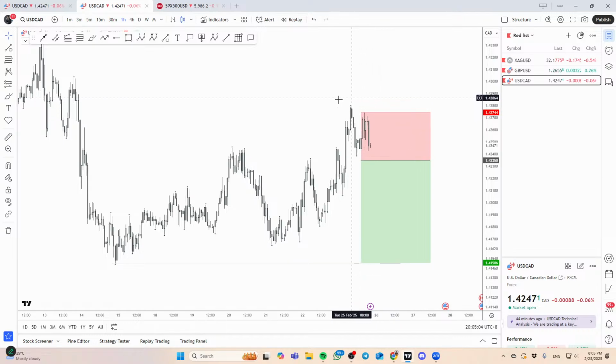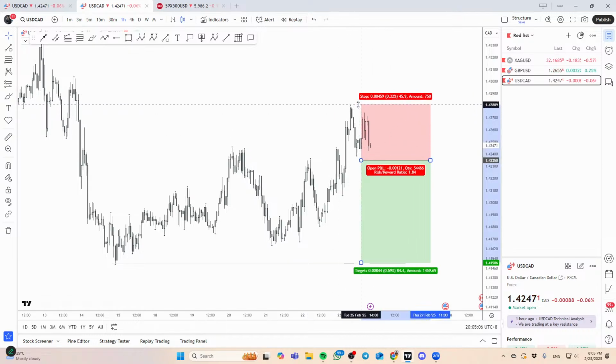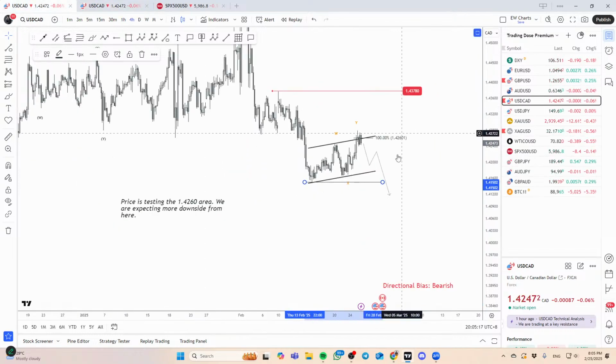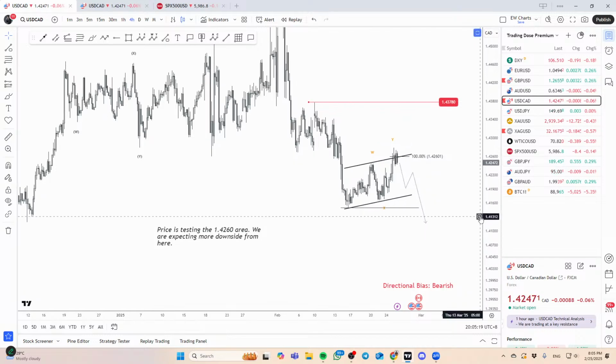But because we are looking at a lower time frame, right? That 5 pip difference has a slightly bigger impact on your overall risk to reward ratio. But that's the trade idea here for dollar cat. Okay.